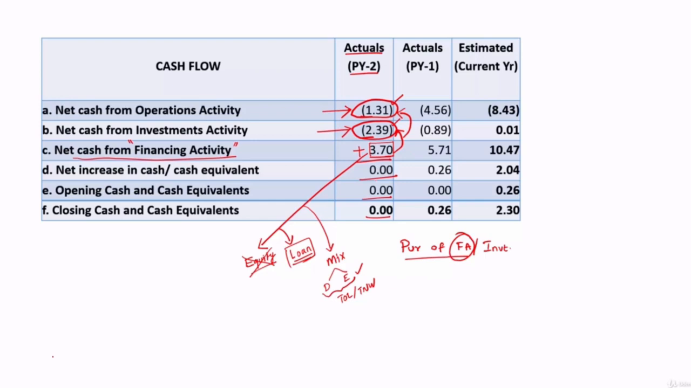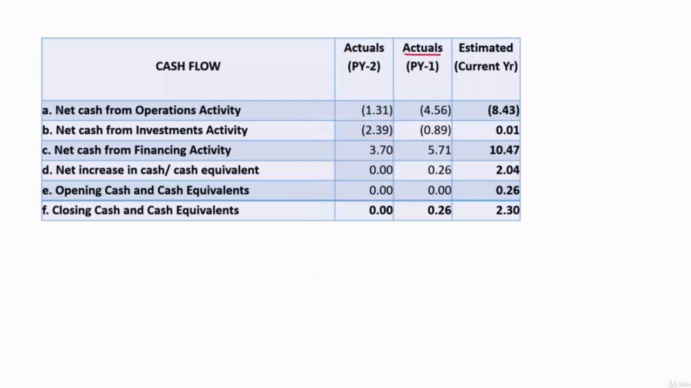Let us also analyze previous year 1 now. Previous year 1, their negative cash flow from operational activity increased. Previous year 2 it was 1.31 crore, but now it increased to 4.56 crore negative cash flow. And if you look at the cash flow from investment activity, negative cash flow previous year was 2.39 and this year it has come down.